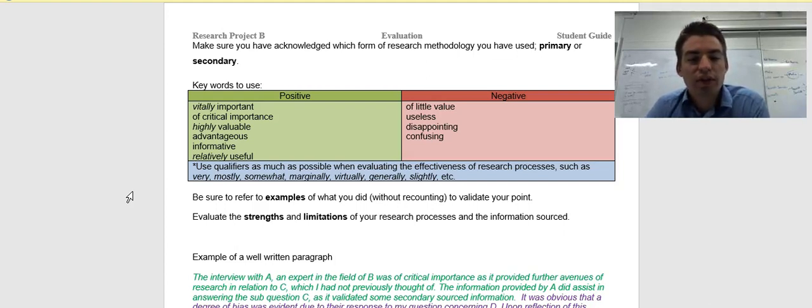So I'm going to show you an example of a paragraph in a moment of what this might look like. But essentially what you want to do is to make reference to examples of what you did to validate your point. But we don't want to recount. If you say, I did this, and then I did this, and then I went and looked at this source, and then I did this, you're going to find that you're not going to be marked very well. Okay? We're looking just to talk about the strengths and the limitations of these processes, not how or which ones did you look at which time.